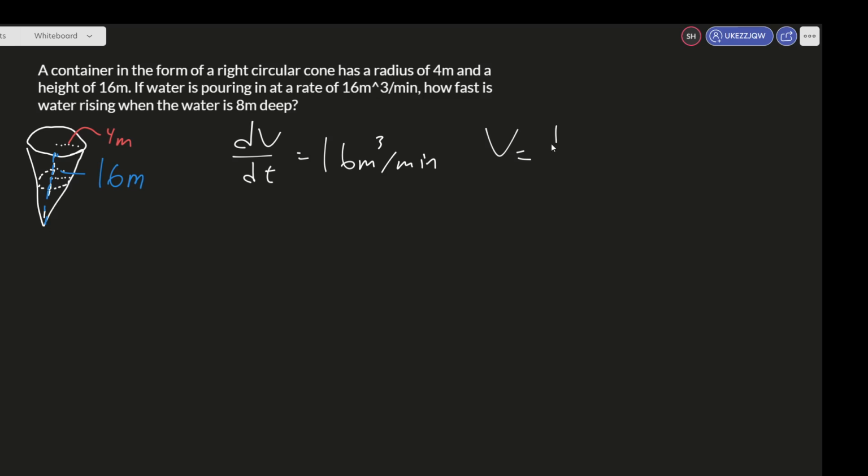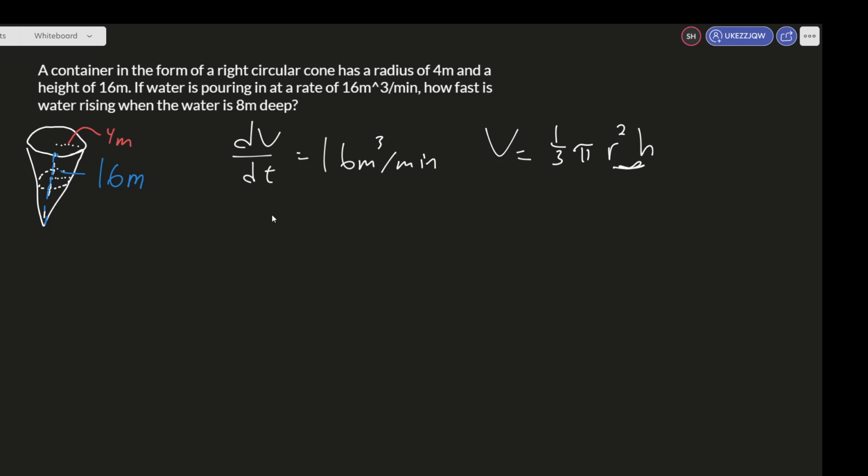And for a cone, that is 1/3 pi times the radius squared times h. And notice that we have the right side of this equation in terms of two variables. That's going to be important later. We're going to have to fix that a bit.